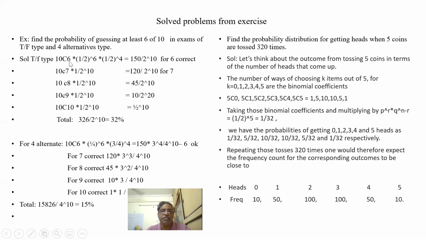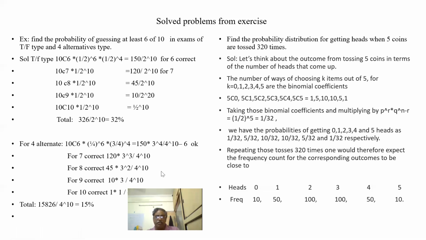So 10C6, 1 by 2 to the power of 6, 1 by 2 to the power of 4, so 10C6 by 2 to the power of 10. For 7 to be right, 10C7 by 2 to the power of 10. 10C8 by 2 to the power of 10. 10C9 by 2 to the power of 10. All 10 by 2 to the power of 10. If we add all these, for 6 to be correct, 7, 8, 9, 10, my total probability is 32%. So for at least 6 correct in true or false, my probability is 32%.